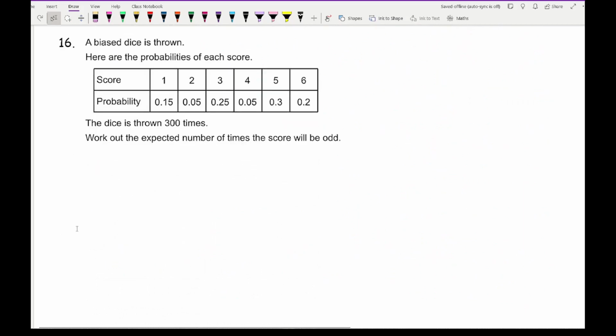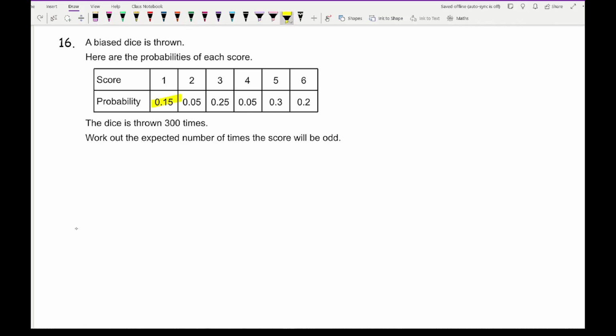Then moving on to question 16, it says that a biased dice is thrown. Here are the probabilities of each of the scores. The dice is thrown 300 times. Work out the expected number of times the score will be odd. So again, if you want to have a go at this question before I spoil it and go through the answer. So for this, we need to look at which numbers are going to be odd.